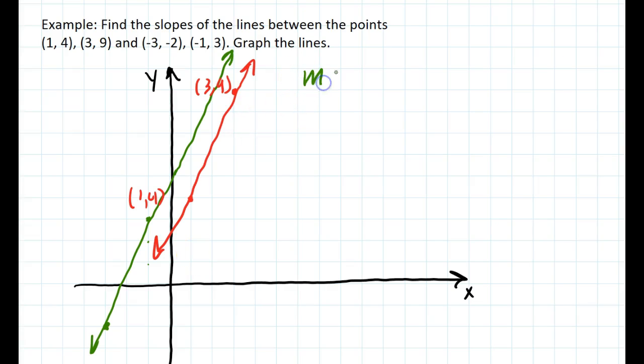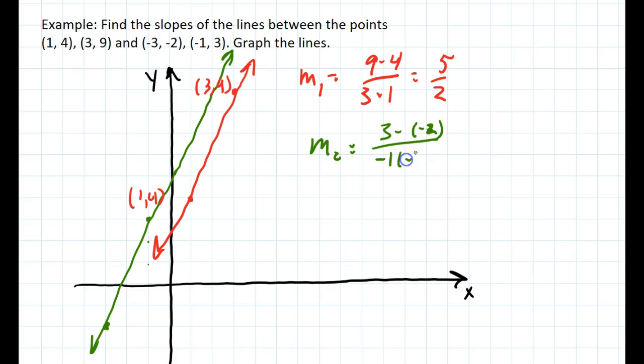What's the slope of the first line? I'll go back to red. Let's see, the slope of the first line is (9 minus 4) over (3 minus 1), which is 5/2, and the slope of the green line is (3 minus negative 2) over (negative 1 minus negative 3). Okay, 3 minus negative 2 is positive 5, and negative 1 plus 3 is 2. So both slopes are 5/2. That's why they never touch each other.